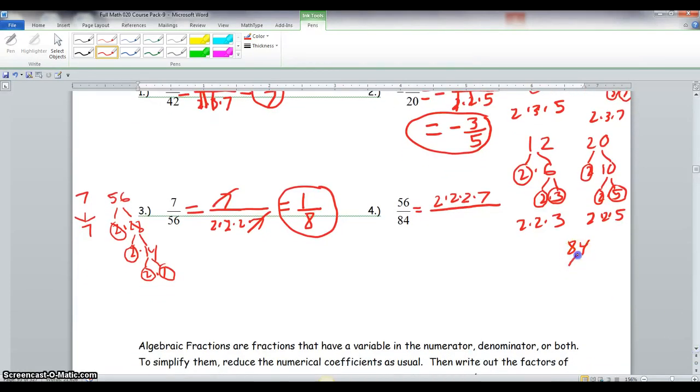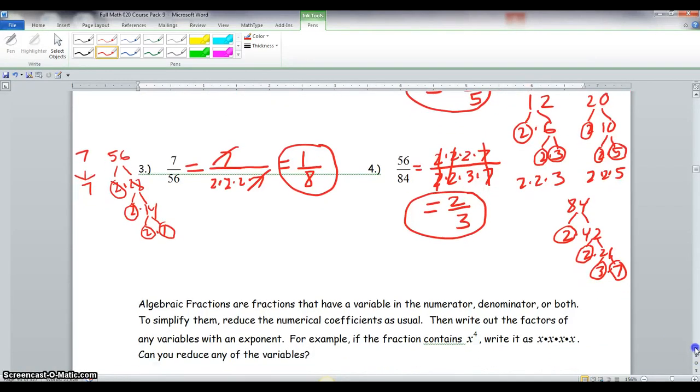Now the prime factorization of 84, we have 2 and 42. Then we had 2 and 21. Then we had 3 and 7. So our prime factorization is 2 2's, a 3, and a 7. So we had 2 sets of 2's that simplify out and 1 set of 7's. So our final answer here is 2/3.